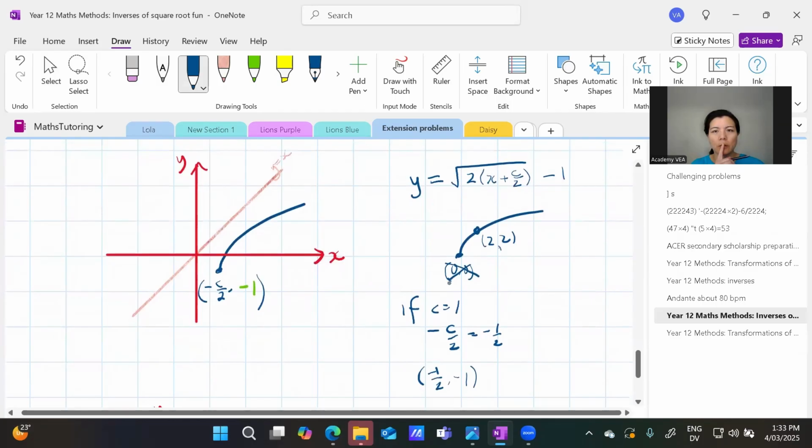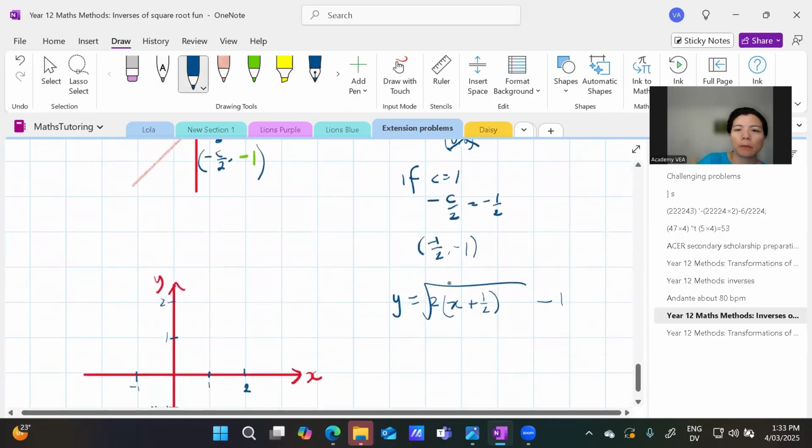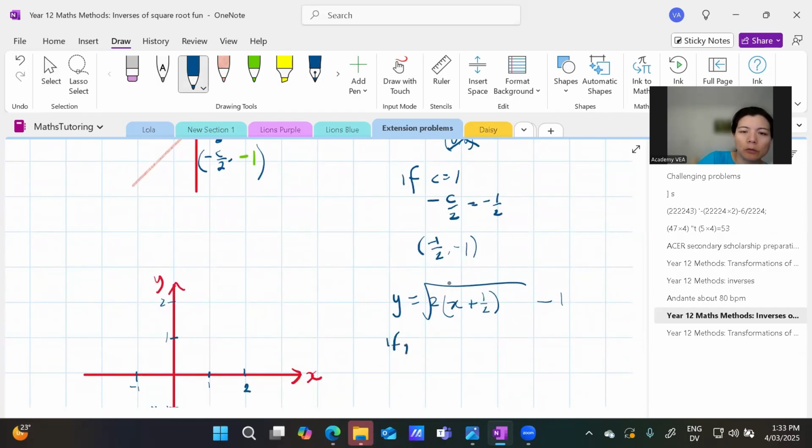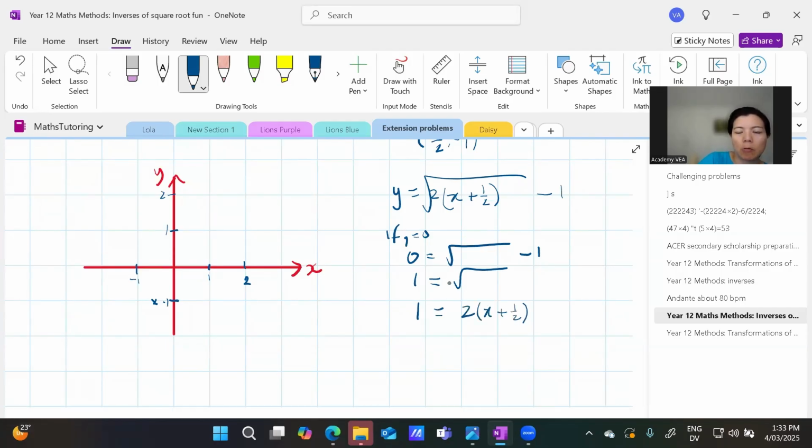And that's what you're saying, isn't it? C is 1. Yep. And so if y equals 0, then 0 equals all this minus 1. So that means 1 equals all that. And that means if you square both sides, you get 2 bracket x plus 1/2 equaling all that. Oh, maybe it doesn't. And then you get 1/2 equals x plus 1/2. And yes, x equals 0. So that means it will cross over at the origin as well.